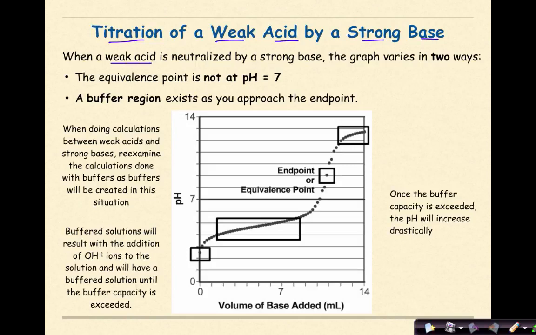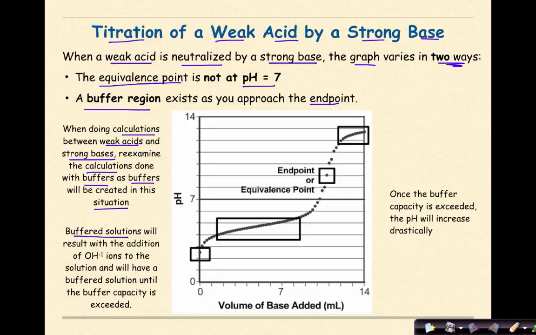Now let's look at the titration of a weak acid by a strong base. When a weak acid is neutralized by a strong base, the graph varies in two distinct ways. The first thing is that the equivalence point is not at a pH of 7. A buffer region exists as you approach the endpoint. When doing calculations between weak acids and strong bases, re-examine the calculations done with buffers, as buffers will be created in this situation, and we'll be doing a lot more of this in a few minutes.